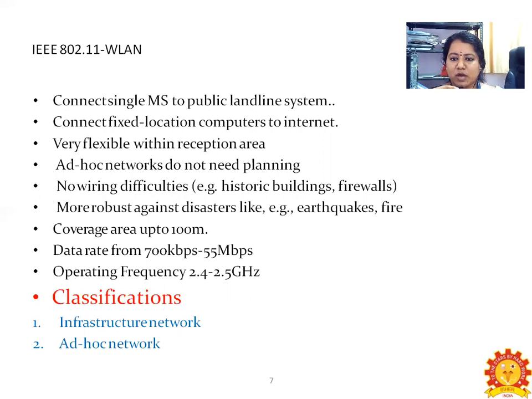It covers an area up to 100 meters. The data rate is from 700 kbps to 55 Mbps. The operating frequency is about 2.4 to 2.5 GHz. The classifications of 802.11 are the infrastructure network and the ad hoc network.